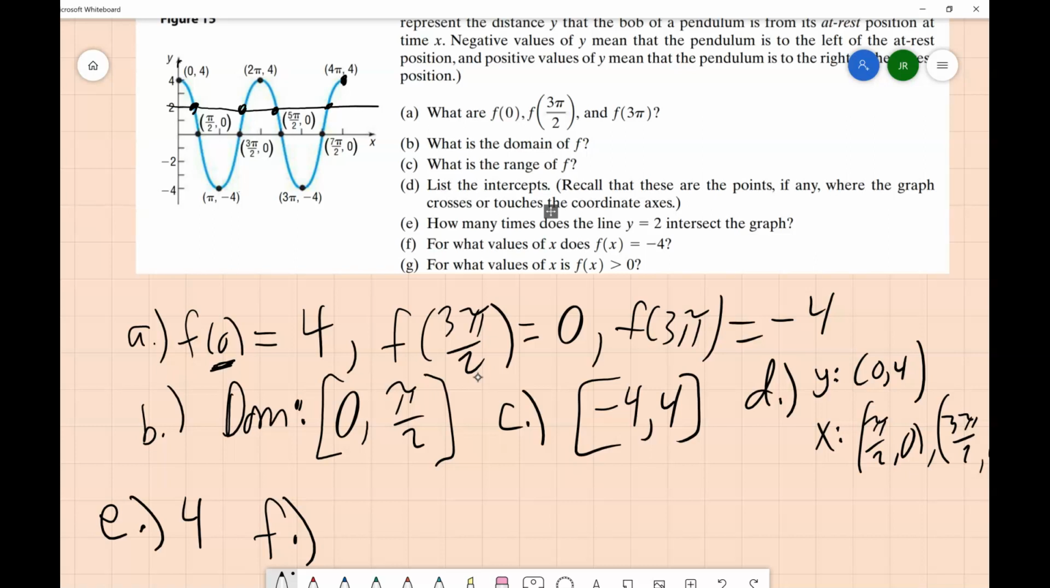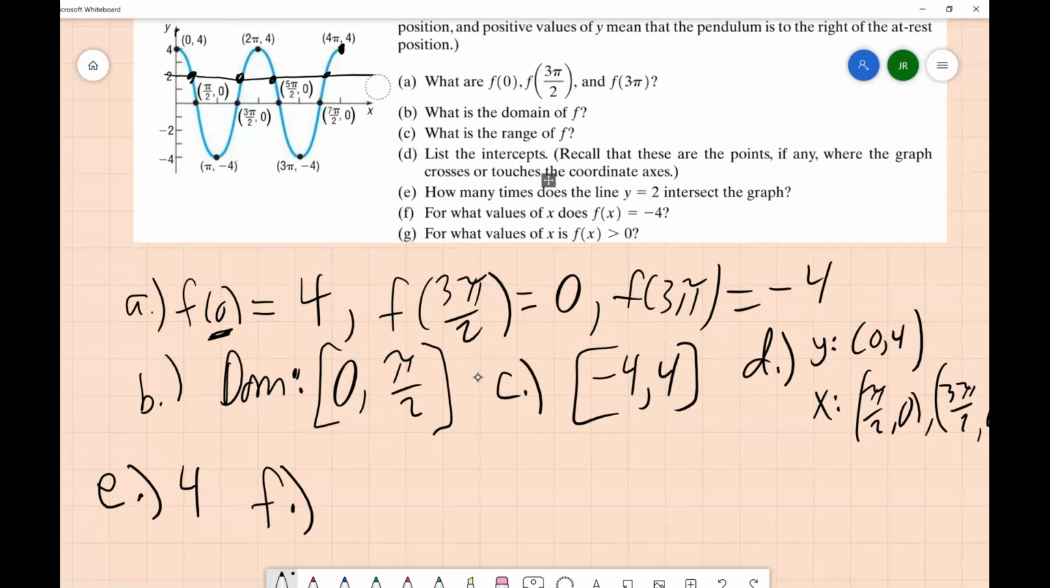Part F. For what values of x does f of x equal negative 4? Well, when it says f of x, that means y. Y is negative 4. The y value, the vertical value, is negative 4. Where's the vertical value or the y value negative 4? At these 2 points right here.